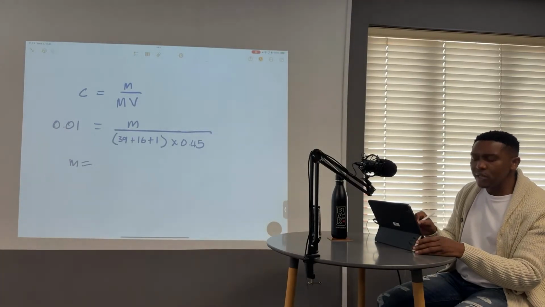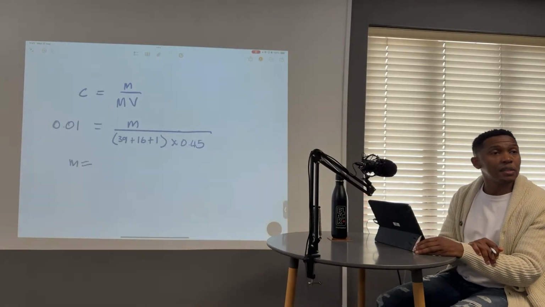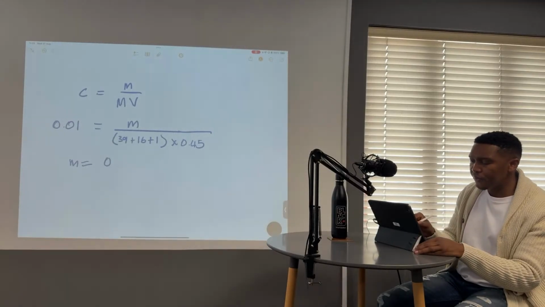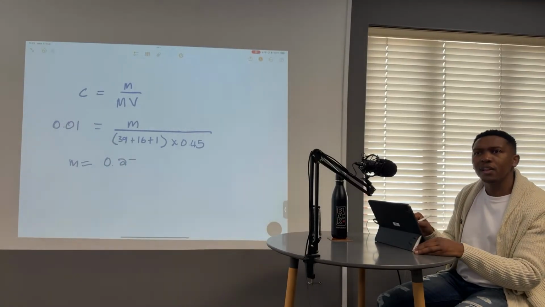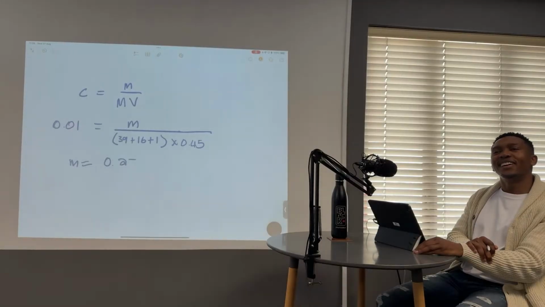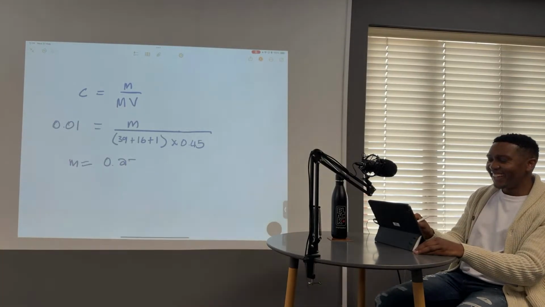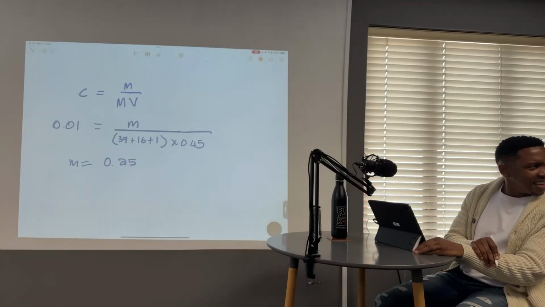Right, eventually what did you find for the mass? 0.25. And then when you use the full answer, you're getting 0.3 something. 3.2. So 3.2, exactly. That's because you rounded off to 0.01. I said this answer comes from the 0.01.